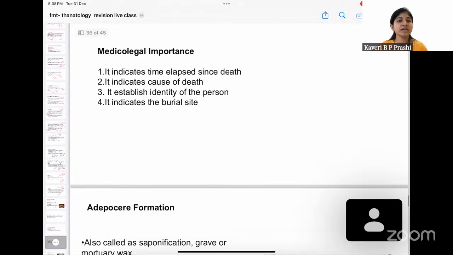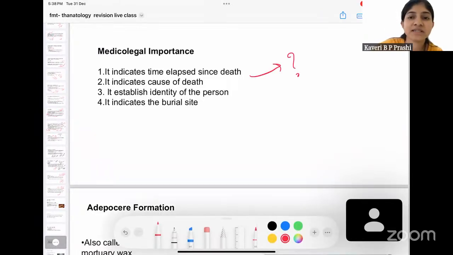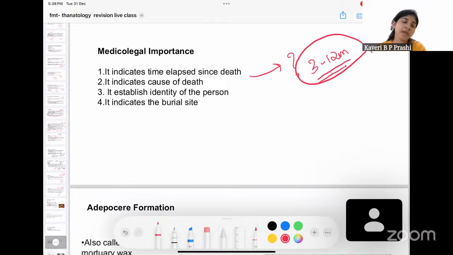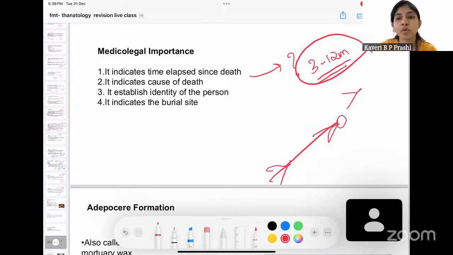What is the medicolegal importance? It indicates time elapsed since death. So how much time has elapsed since death? Around 3 to 12 months, because this is the time that is required for the formation of a mummy. For example, if you see a mummy, you can say that the body has been dead for more than a year.